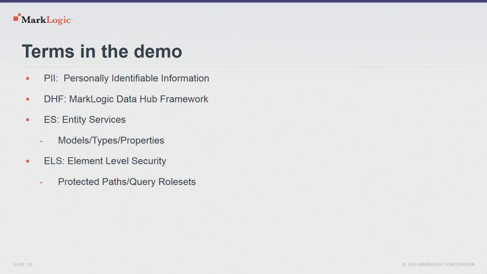And then lastly, ELS, element level security, is the feature underneath this. We're generating configuration for element level security, and that's what's actually going to protect your documents in two different ways. A protected path, that's the XPath expression that you saw Kaio demonstrate. That's actually securing what you see when you get a document back. And then a query role set is how the query mechanism controls who can actually search for different things. So this demo will take care of both of those things.